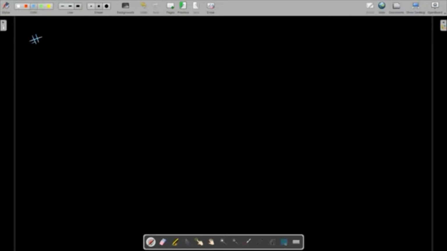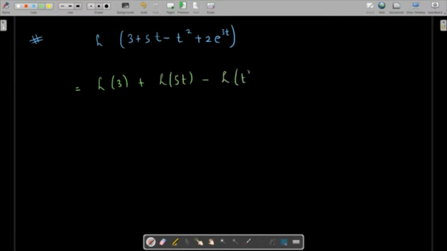Let's try to find the Laplace transformation of some combinations of expressions. So let's take the first example: we have to find the Laplace transformation of 3 plus 5t minus t squared plus 2 times e raised to 3t. I'm going to segregate all the functions. So first I have to find the Laplace transformation of 3, then of 5t, then of t squared, and then of 2 times e raised to 3t.